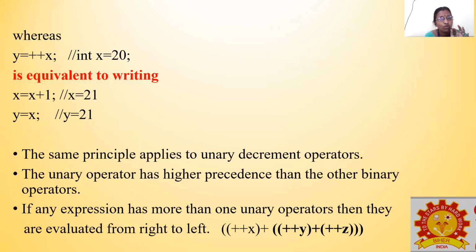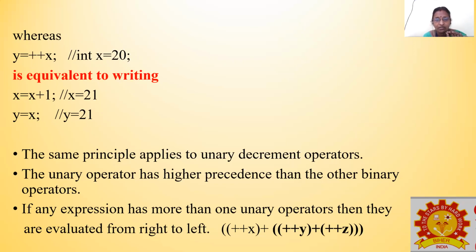The same principle applies to the unary decrement operators, that is unary pre-decrement and unary post-decrement. The unary operator has higher precedence than other binary operators. Always, a unary operator has higher precedence than any other binary operator. If any expression has more than one unary operator, then they are evaluated from right to left. Computation should come from right to left.